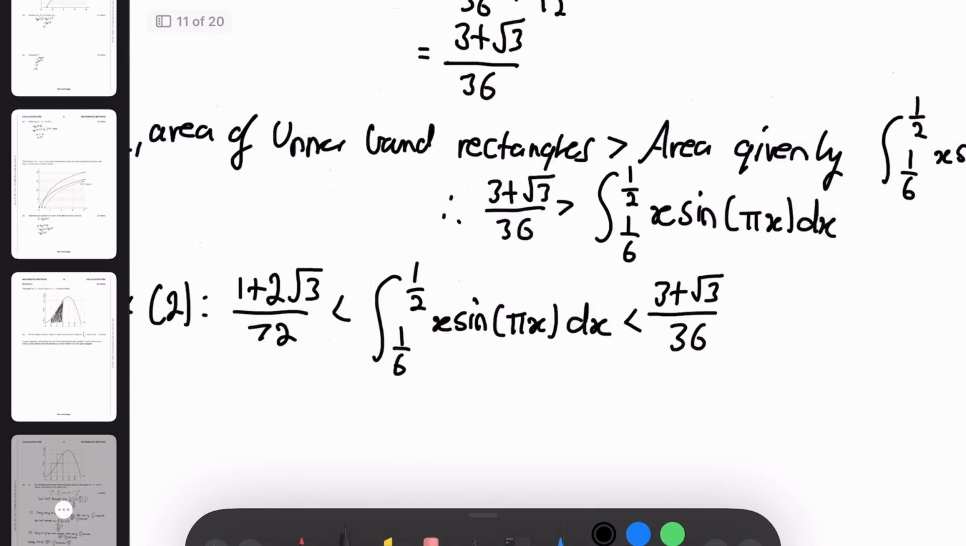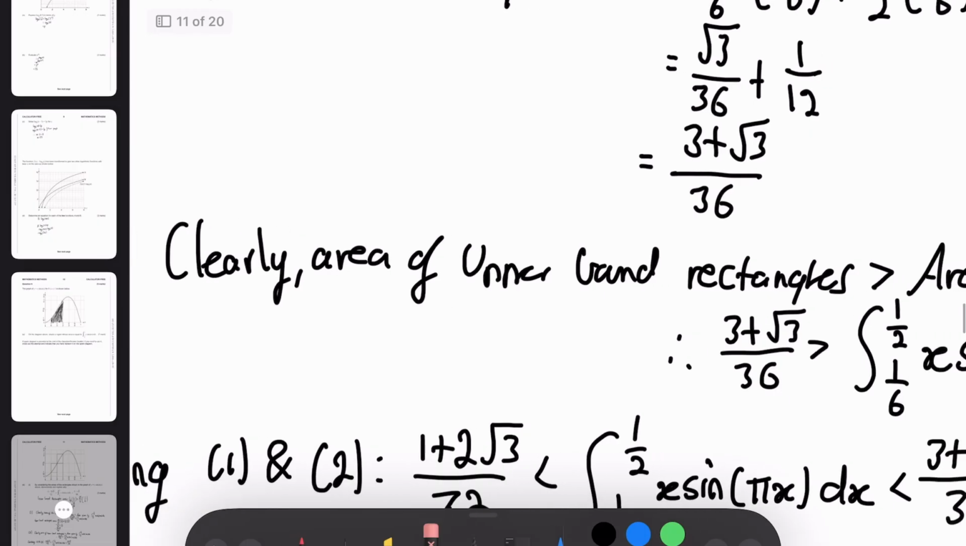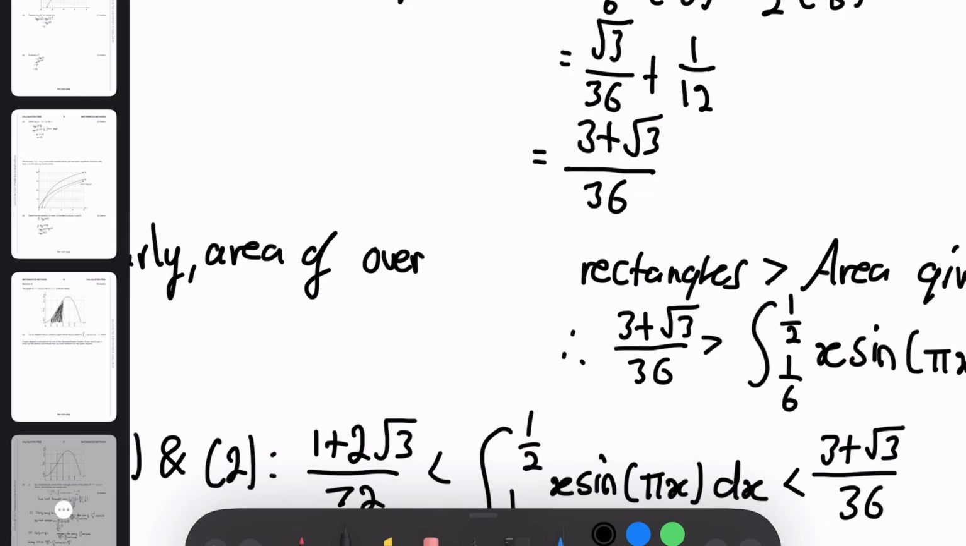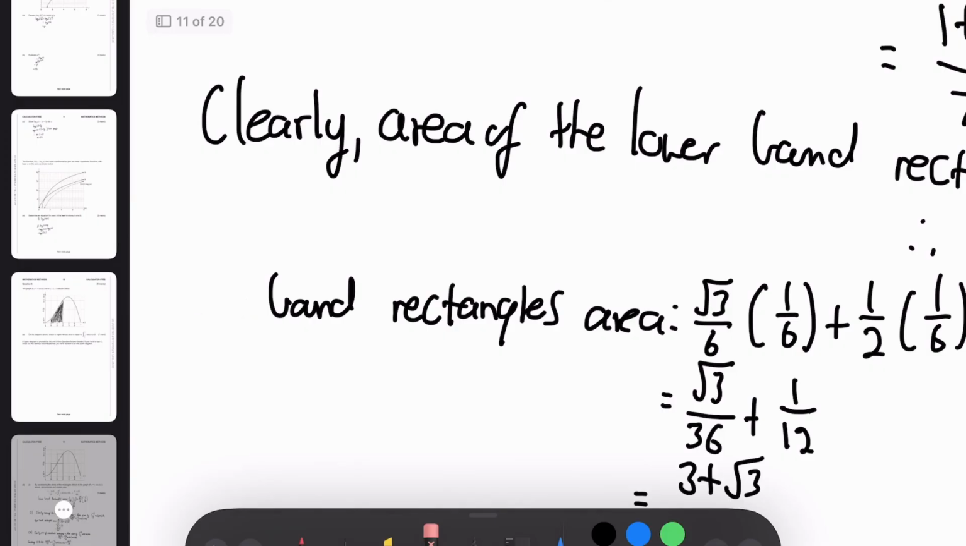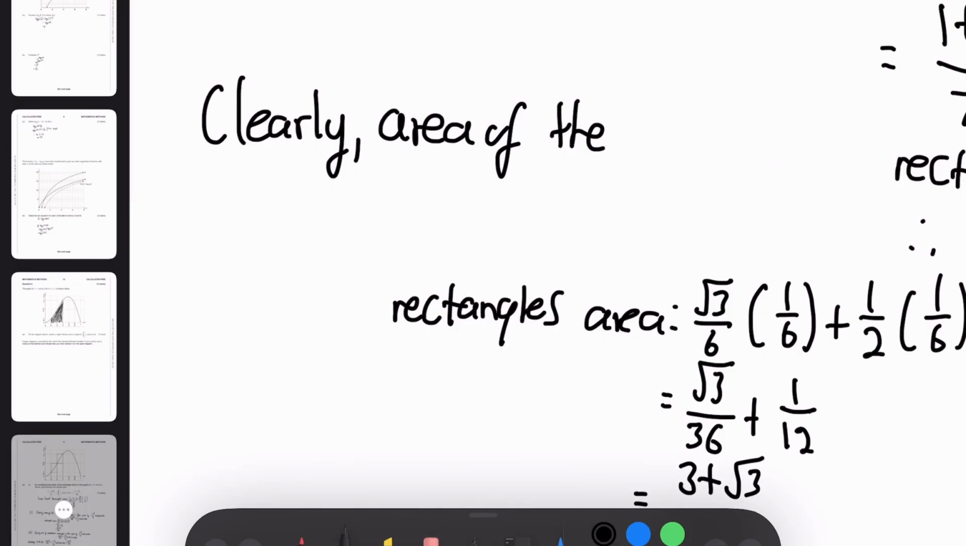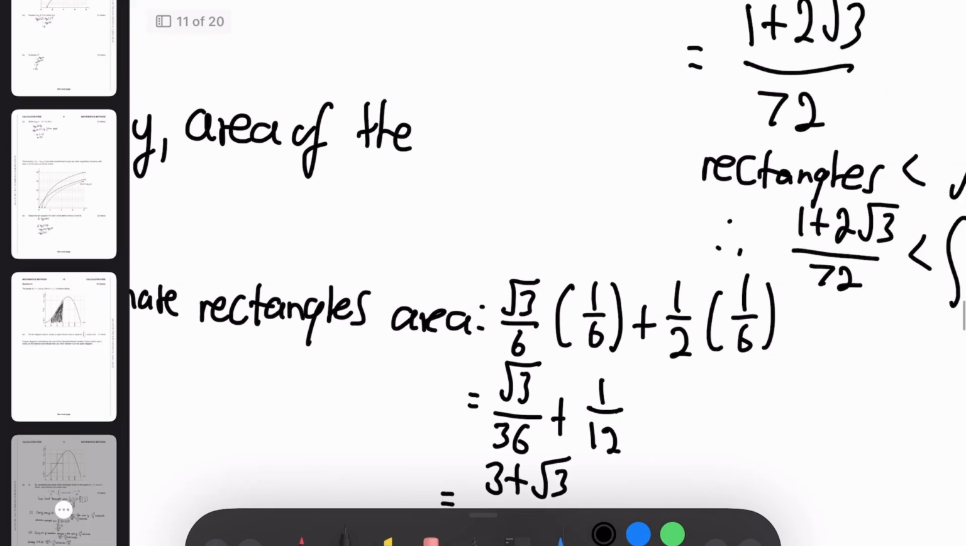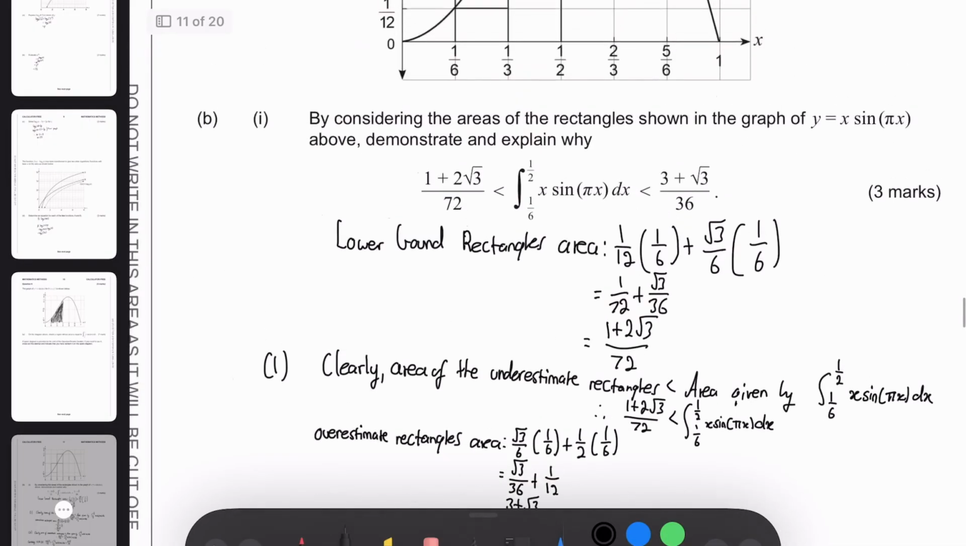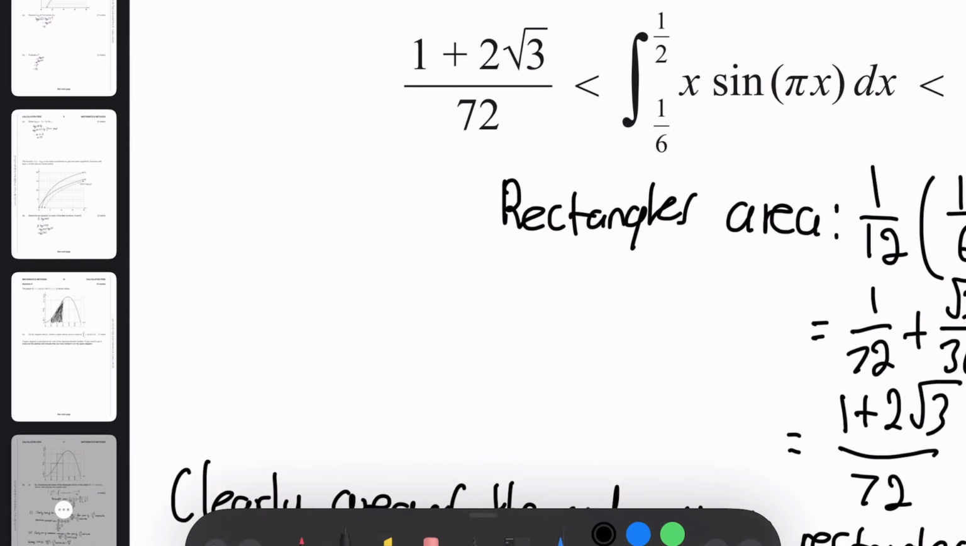Oh, they call it overestimate and underestimate. My bad. Area of overestimate rectangles, and then area of the underestimate. Something like that. If you say lower bound, maybe it'll also be fine, but apparently if you want the marks 100%, in the marking key they say overestimate, underestimate.